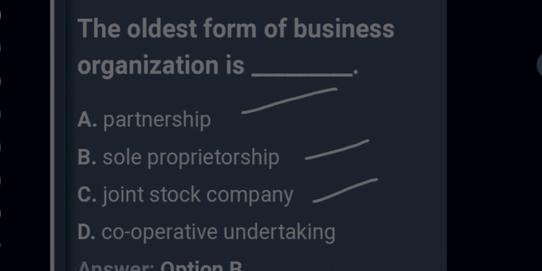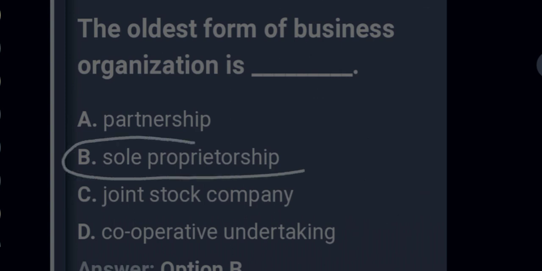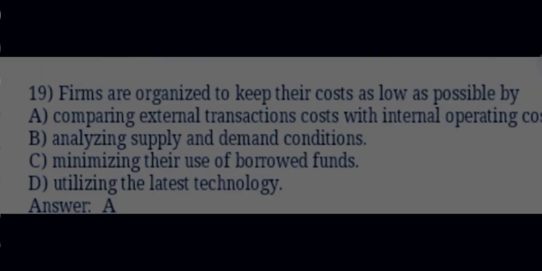Coming to the next question, the oldest form of business organization is, A, partnership, B, sole proprietorship, C is joint stock company, and D is the cooperative undertaking. So the correct option is sole proprietorship. That is, this second option is the correct answer to this question. Okay, coming to the next question.